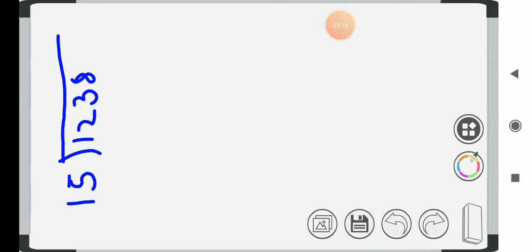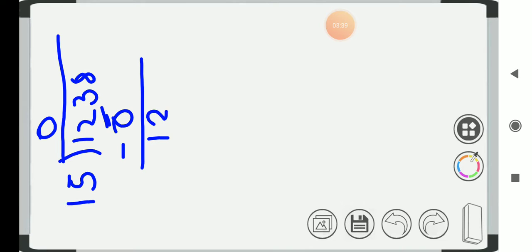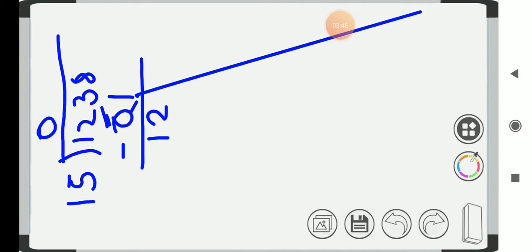Here we have 1238 divided by 15. Now tell me, in the 15 table, is 12 there? There is no 12, because 15 ones are 15, which is bigger than 12. Then what to do? So first 15, there is no 12. Otherwise you can take 123 directly also, no problem. Take 12 and here we will take 3.